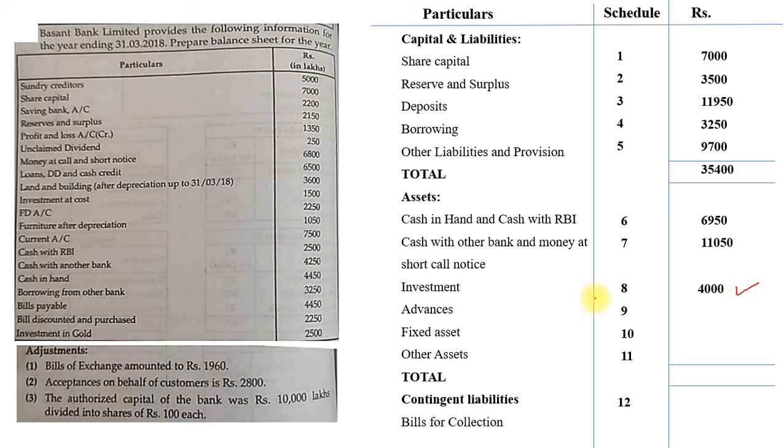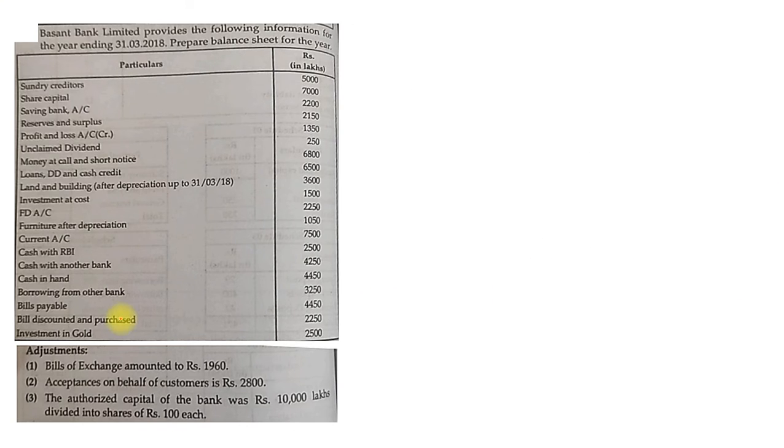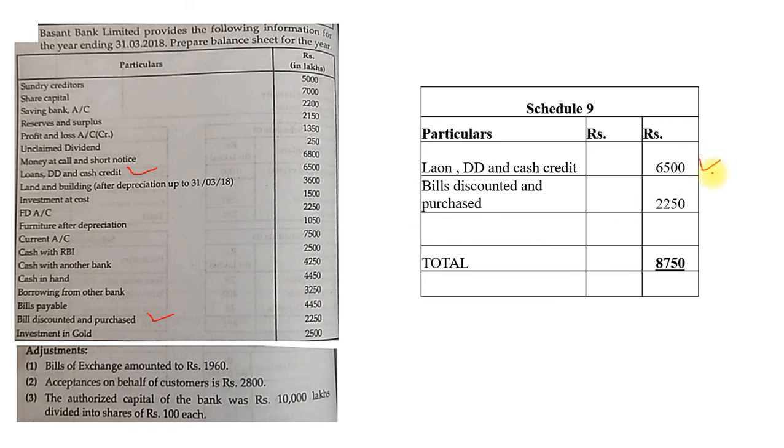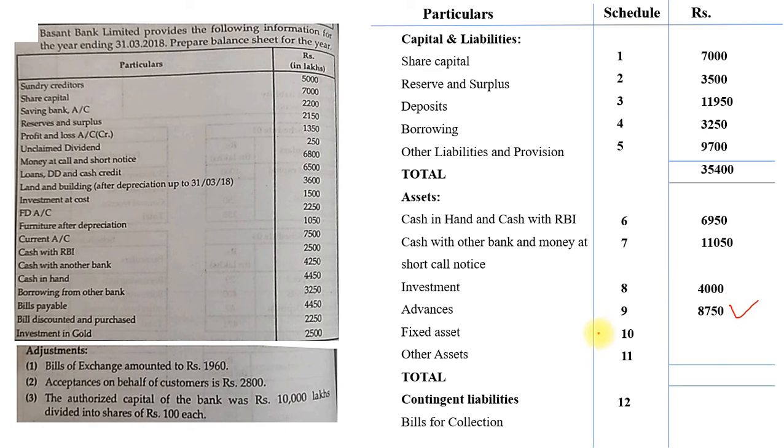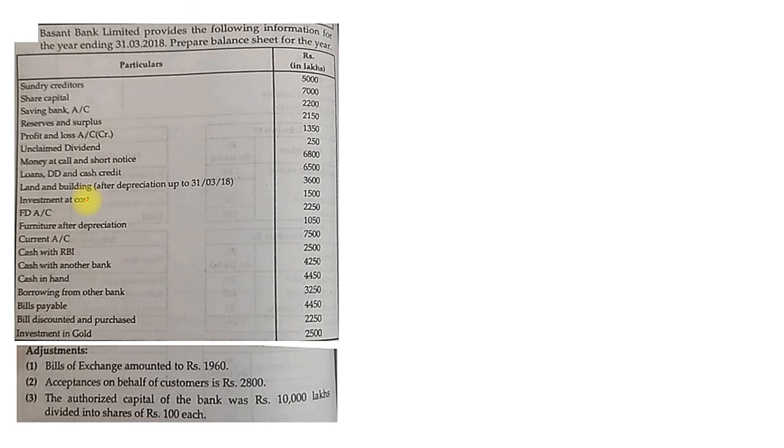Now schedule number 9 is based on advances. Advances is nothing but places or time where the bank has given money to others, and bill discounting, if there is anything related to bill discounting. So let us check. Schedule number 9 ke liye we need, okay, I can see your bill discounted, and I can even see loans and demand draft and cash credit which has been given. So schedule number 9 by loan, demand draft, cash credit and bill discounted. Total comes to 8,750. That is total of schedule number 9. Okay, so this is schedule number 9, 8,750.